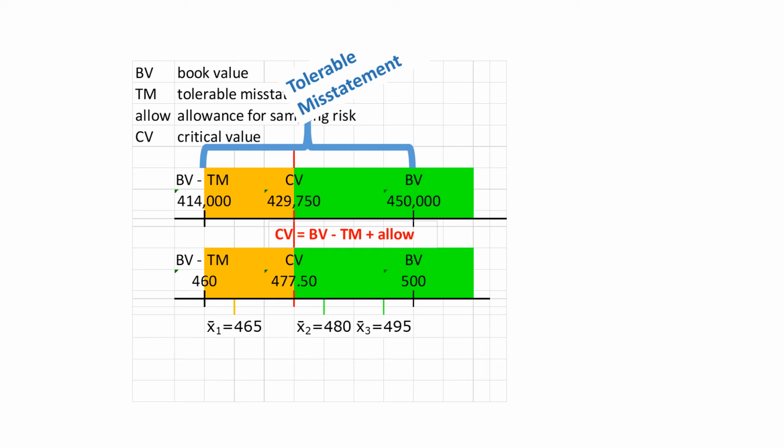So here again, looking at this, the book value is 450 minus 36,000. Notice that top line is the difference between the book value minus tolerable misstatement. So that difference is tolerable misstatement. And then we add an allowance. The book said we want you to add $15,750. The partner told us that. So we've got a critical value. Now we convert that to averages. We just divide everything by 900.